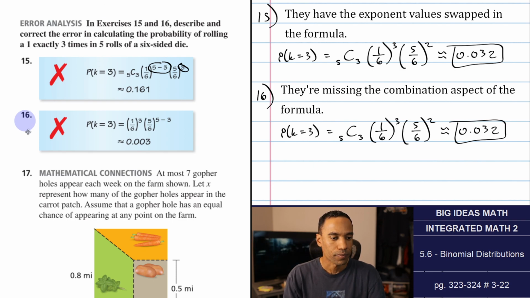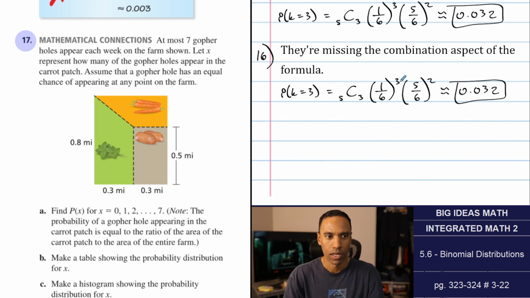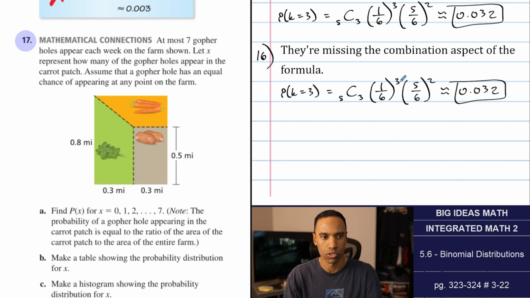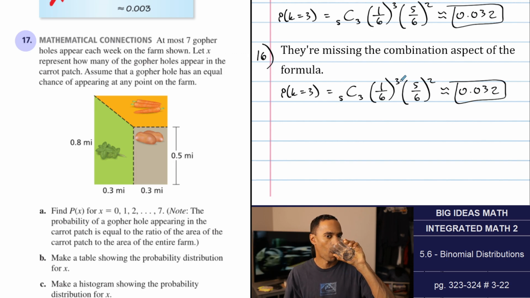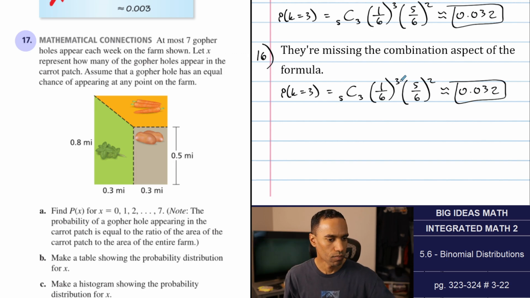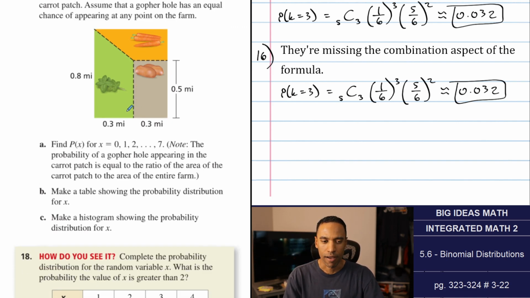Anyway, let's keep going. Number 17, mathematical connections. At most, 7 gopher holes appear each week on the farm shown. Let X represent how many of the gopher holes appear in the carrot patch. Assume that a gopher hole has an equal chance of appearing at any point on the farm. Oh, carrot patch. I was like, what am I looking at? All right, so it's like areas, right? They're areas of different things. We can find the probability of landing in a certain area like the carrot patch. We'll do that in a moment. There's a part A, B, and C. Find the probability for X equals 0 through 7.